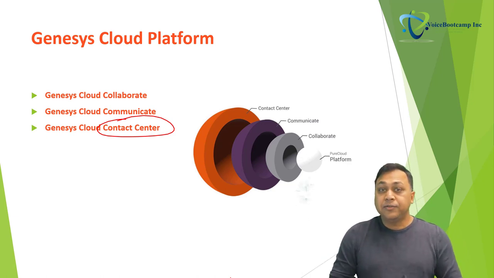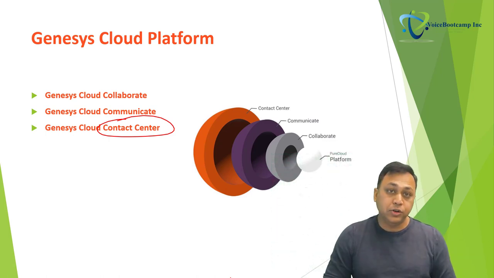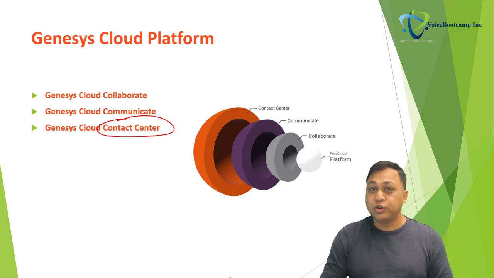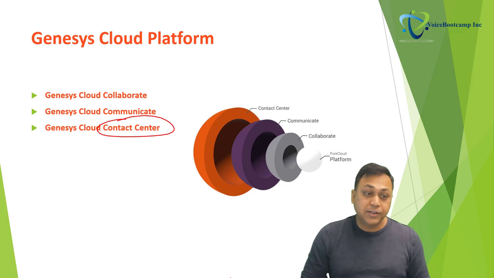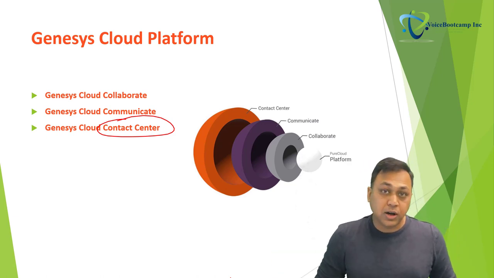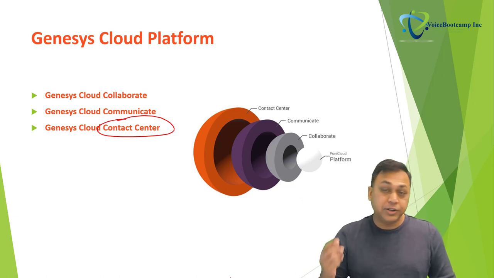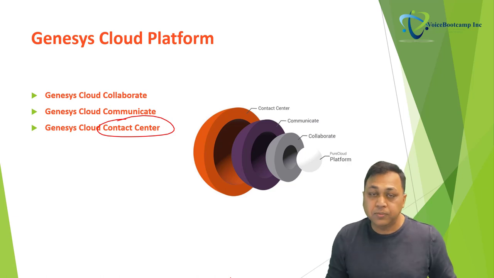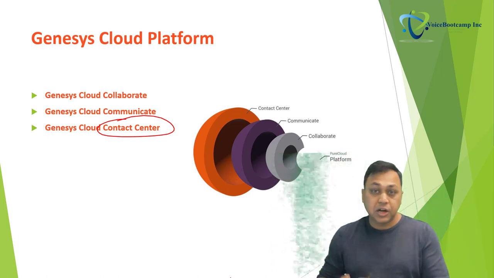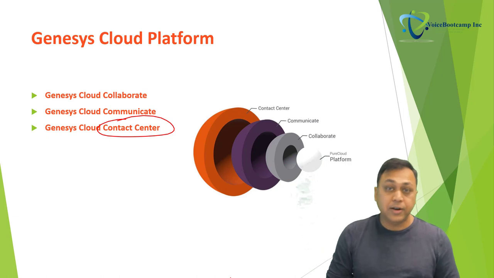The telephony capability is a feature on top of your Collaborate feature, making it a fully unified communication solution for your organization. In your organization, you have users and you need the ability for those users to call other users or customers through some sort of device, whether it is a software device or a physical phone. With Genesys Cloud Collaborate and Genesys Cloud Communicate together, you now have what we call unified communications.